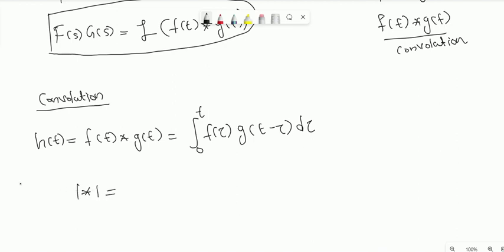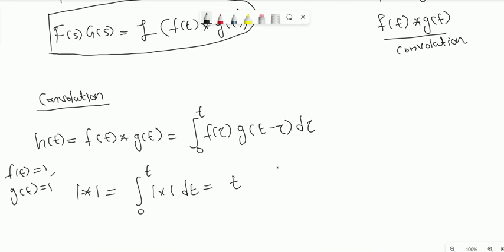Okay, for example, suppose we take 1 star 1. 1 is a constant function. Here f of t equal to 1, g of t equal to 1 are constant functions. Then convolution between them is integral 0 to t f of tau, which is 1, into g of t minus tau, which is also 1, d tau, which is equal to t. Convolution between 1 and 1 is t.